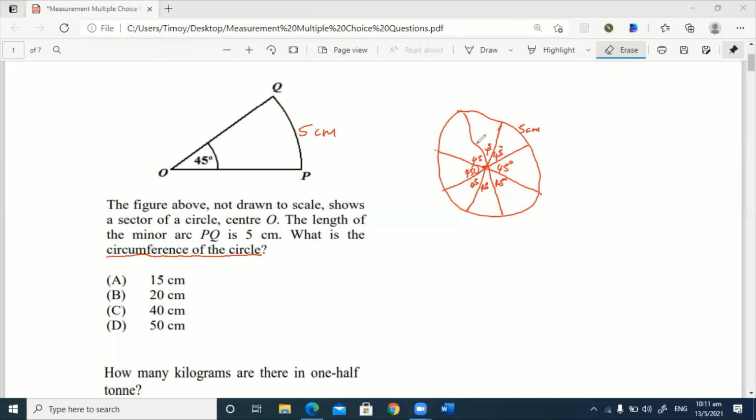Right? So how many sectors do we have in all? We have 8 of them, as you can see. So 1, 2, 3, 4, 5, 6, 7, 8 sectors. So the circumference of the circle is going to equal the number of sectors, which is 8, times the length of one sector, which is 5. And 8 times 5 is going to give us 40 centimeters, right? So the circumference of this circle is going to be 40 centimeters.